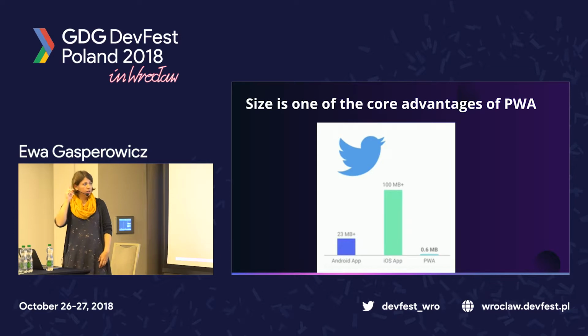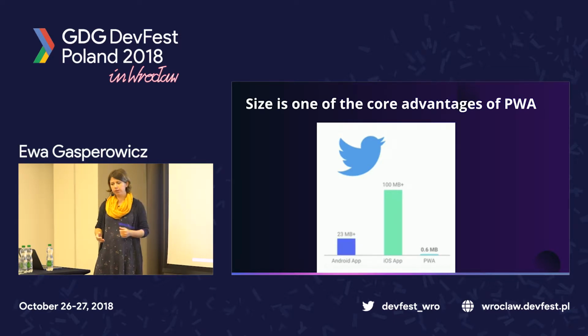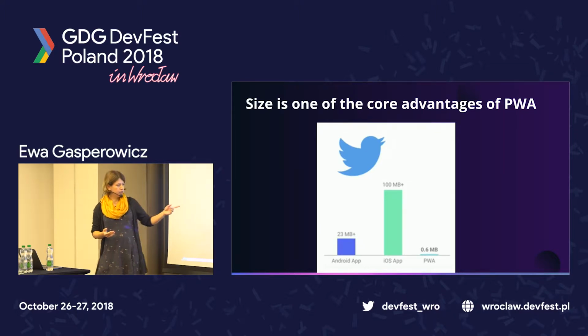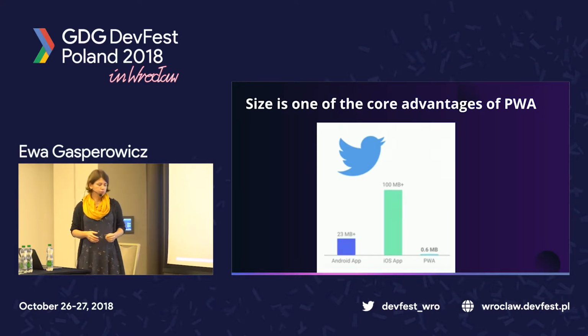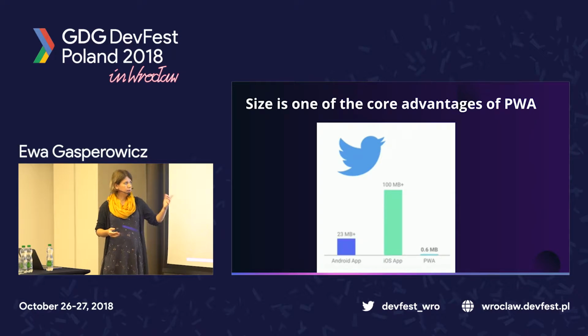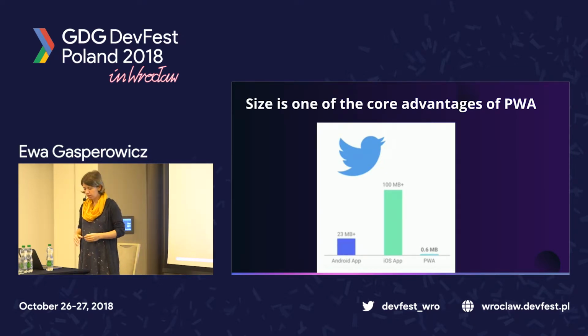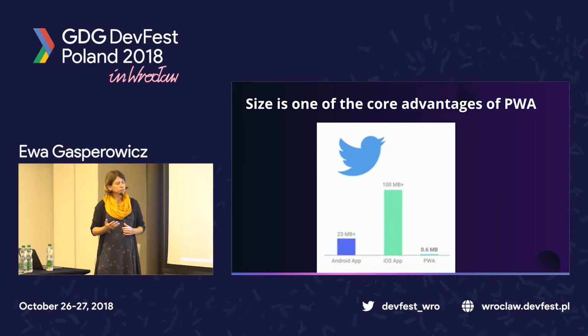Why? Well, this is a graph showing the size of the app for Twitter. Some time ago, Twitter implemented their web client as a progressive web app. And you can see the relative sizes of the clients Twitter was offering. So the iOS app takes a lot of storage to install. The Android app also takes quite some storage. And then their progressive web app was much smaller.